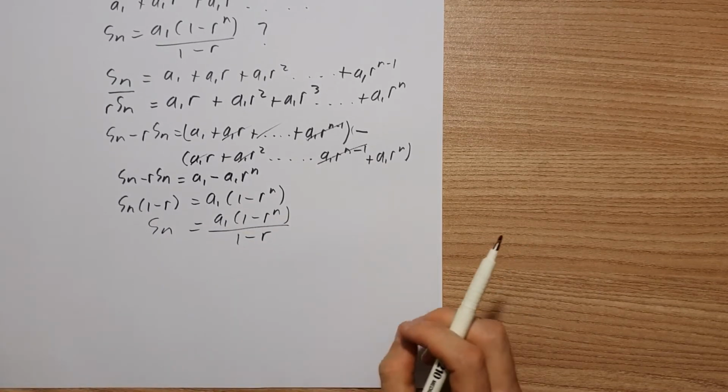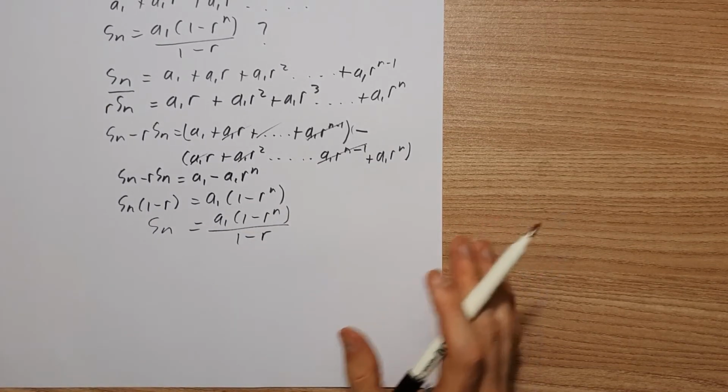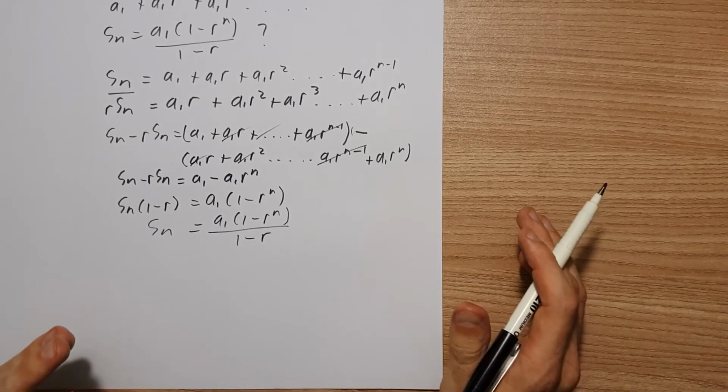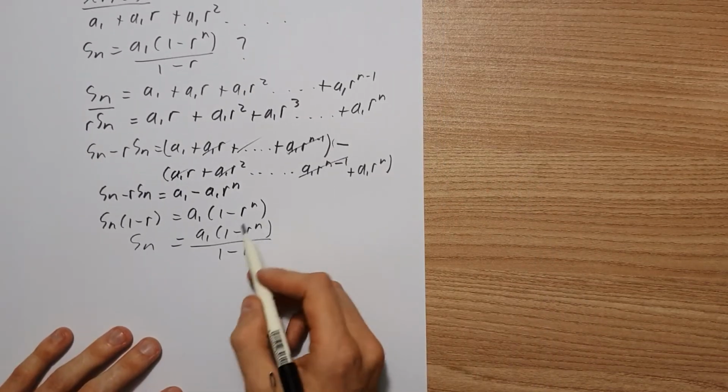Now remember, with geometric there are conditions to it. What happens if r is less than 1? What happens if r is greater than 1? Looking at this over here.